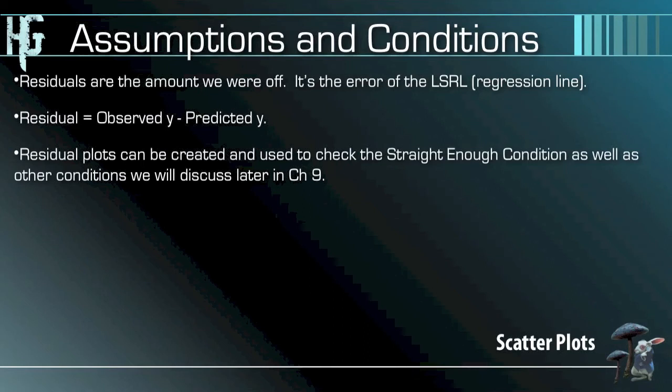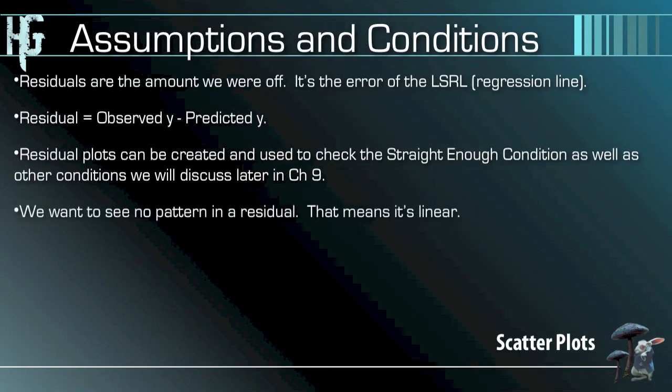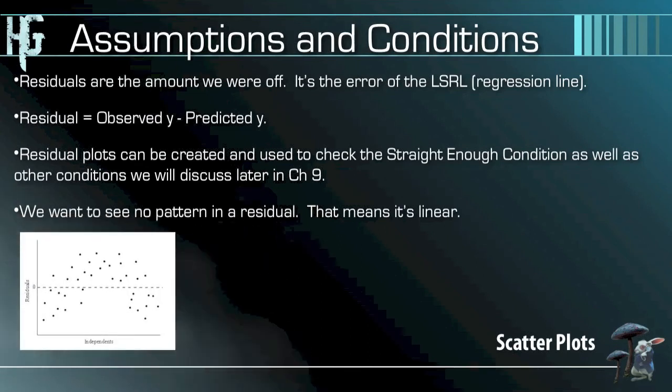One of our conditions that was super important so far, and this is really the only one we've talked about, is called the straight enough condition. In other words, we had two conditions. It needed to be categorical or quantitative, and it needed to be straight, not quadratic, not curved, not anything like that. And so we have a couple other things we're going to talk about. We're going to talk about what we look at with residual values, and how you look at the residual values and make them play a part of this.